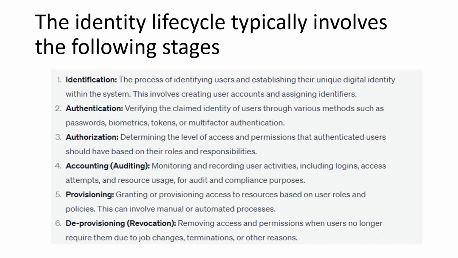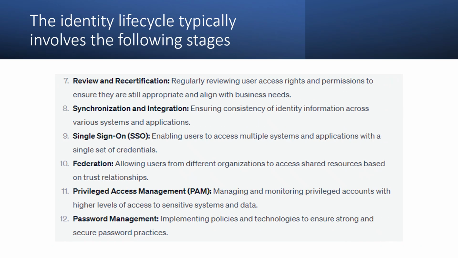and compliance purposes. Five, provisioning, which is granting or provisioning access to resources based on user roles and policies. This can involve manual or automated processes. Six, deprovisioning or revocation, which is removing access and permissions when users no longer require them due to job changes, terminations, or other reasons. Seven, review and recertification, regularly reviewing user access rights and permissions to ensure that they are still appropriate and align with business needs.